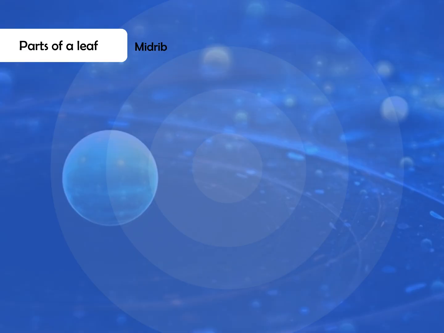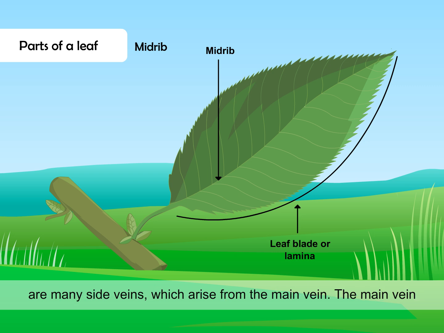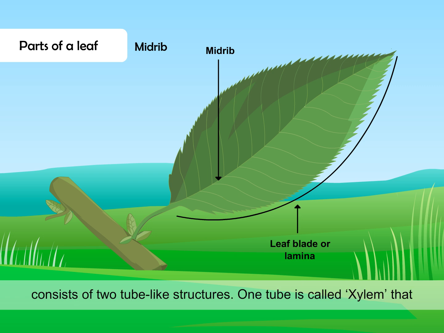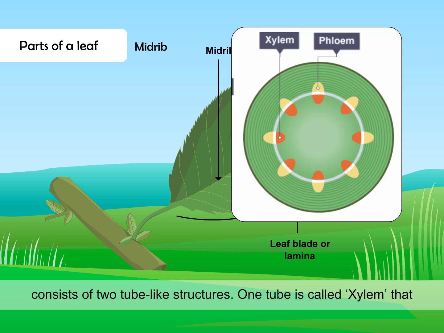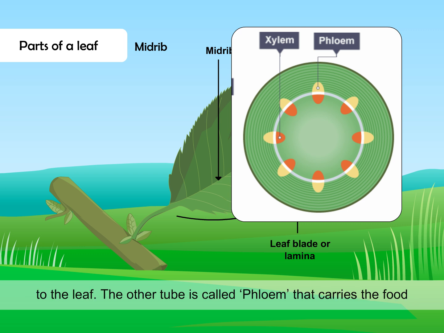Midrib. There is a main vein in the middle of the leaf known as midrib. There are many side veins which arise from the main vein. The main vein consists of two tube-like structures. One tube is called xylem that carries water absorbed from the soil through the roots and carries it up to the leaf. The other tube is called phloem that carries the food prepared by the leaf to all the parts of the plant.